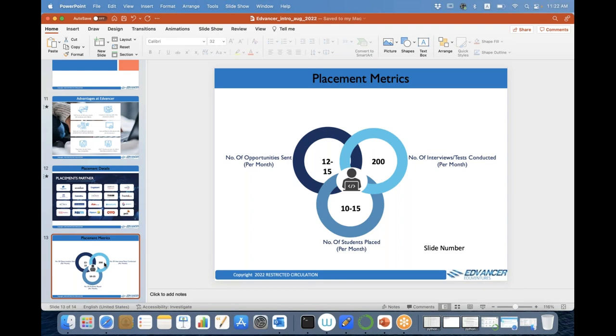Among them, we set up around 200 interviews and tests per month, depending on whether it will be an interview or a test, which relates to the organization that is interviewing you. So whatever mode of evaluation they prefer. And we place 10 to 15 students per month, coming from different courses. This includes the people who are actually looking for placement help from us. There is a good chunk of students who have their own eyes set on a particular opportunity, and they just want us to prepare them for the interviews, teach them the subject, and they take it from there.